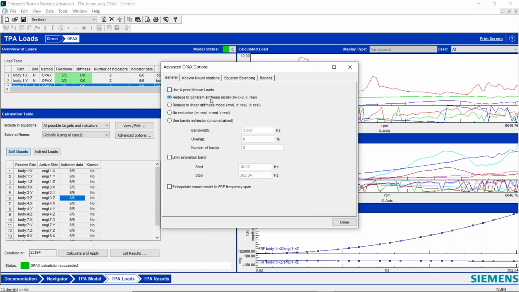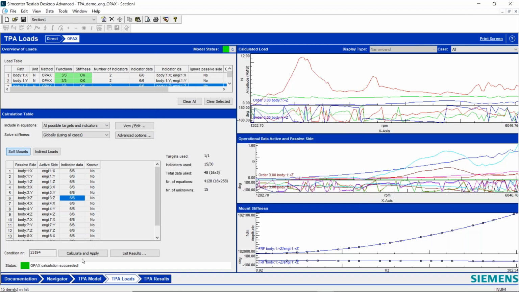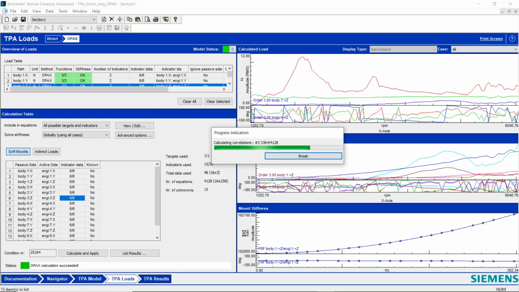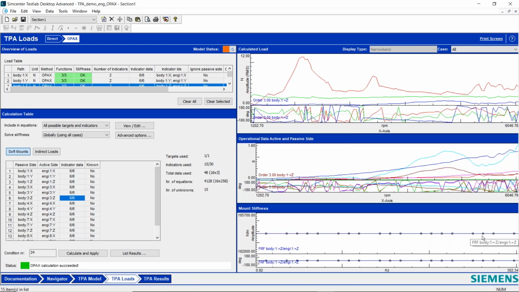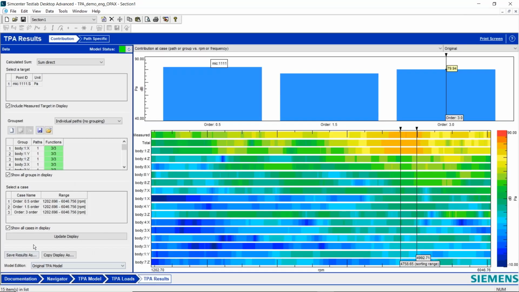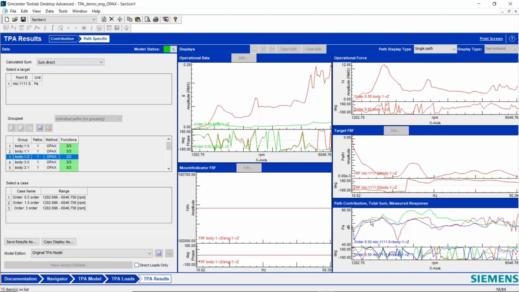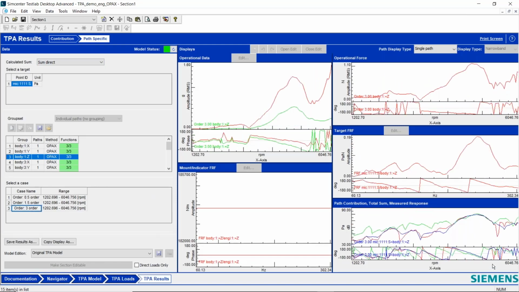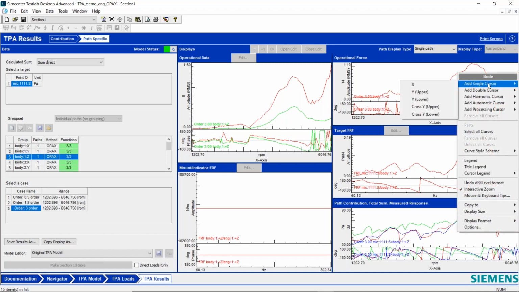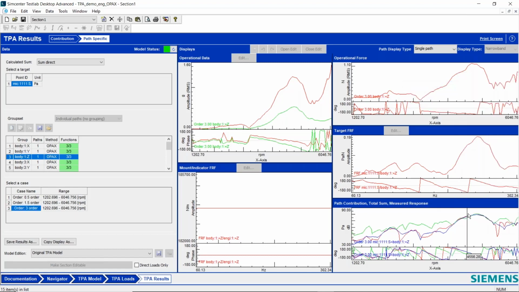Okay, so now I'm going to go to this constant stiffness model. And now when I calculate this, I'm going to see a flat line for stiffness here, which probably isn't very realistic. But holy cow, the condition number is great now. It went all the way down to 34. I don't trust those stiffness curves, but I can look at these results. And I can go to path specific here and look here for third order and look at those results. I'm actually getting fairly good results at this problem speed, but I personally don't think that stiffness is realistic.